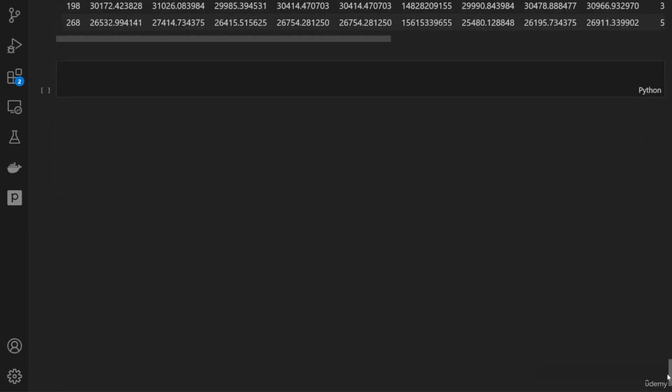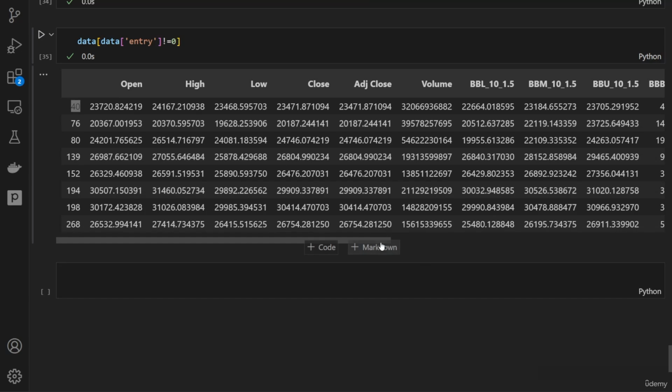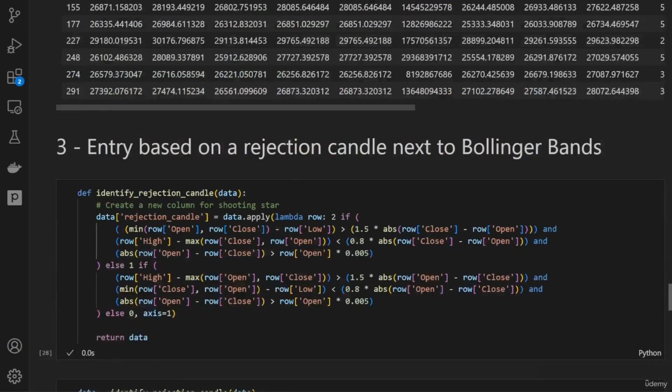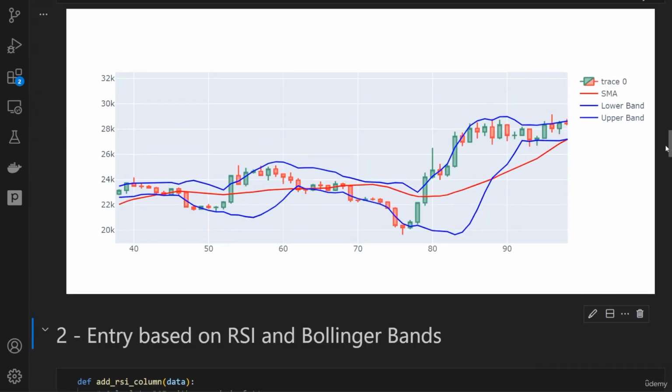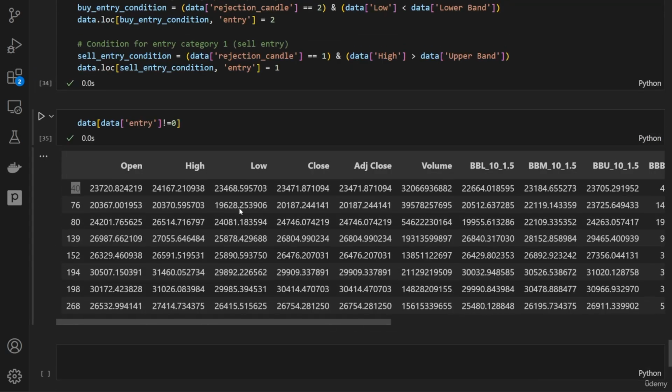Let's check the others. So we have 76 and 80. So 76 is a bullish signal. Let's check it out. 76, this one, it's a perfect bullish signal. After a rejection happening below the Bollinger Band, everything is going up, the price is climbing up. Let's check more signals. So far our strategy looks promising.